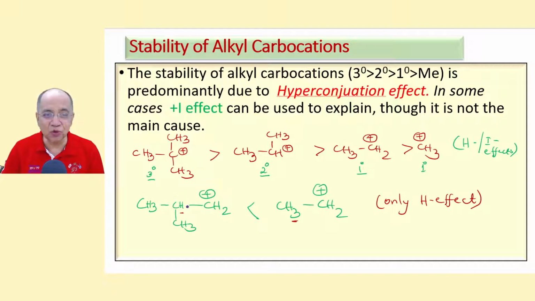Here there is only one alpha hydrogen atom. And here there are 3 alpha hydrogen atoms. Hence the number of sigma-p conjugation, hyperconjugation structures will be more here in the second case, and it is more stable. So you must remember that hyperconjugation is the actual cause of the stability of carbocations.